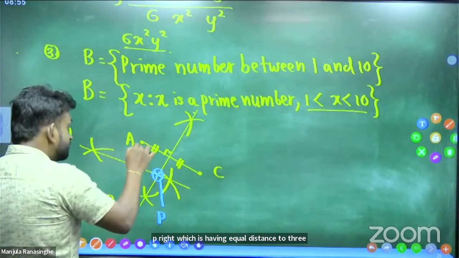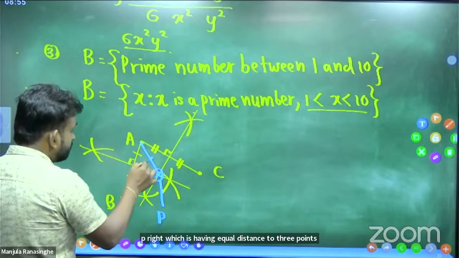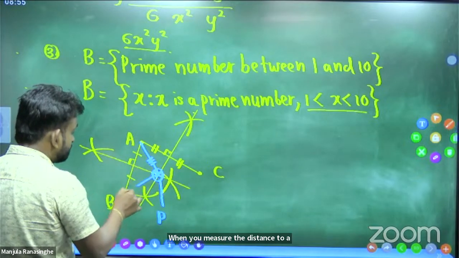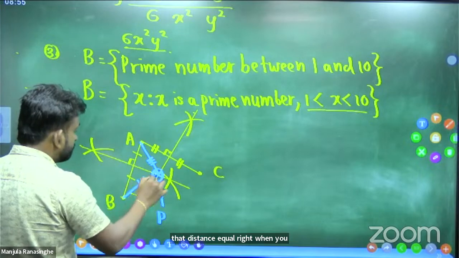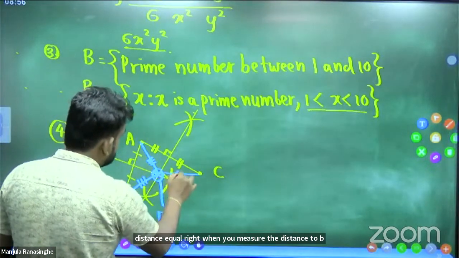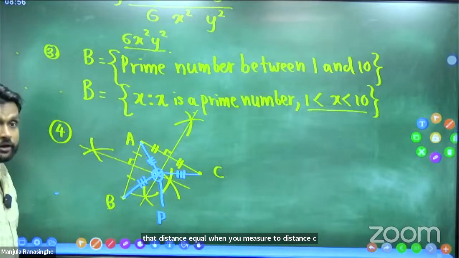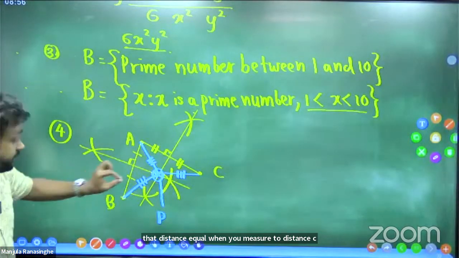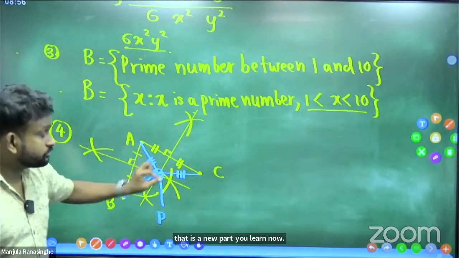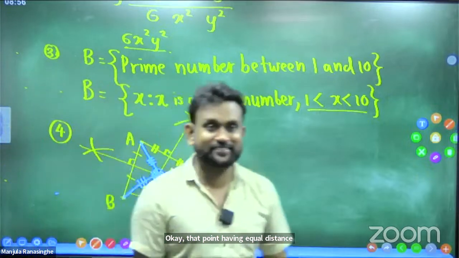When you measure the distance to A, that distance is equal. When you measure the distance to B, that distance is equal, and when you measure the distance to C. That is a new part you learn now. So that point is equidistant to A, B, and C, all 3 points.